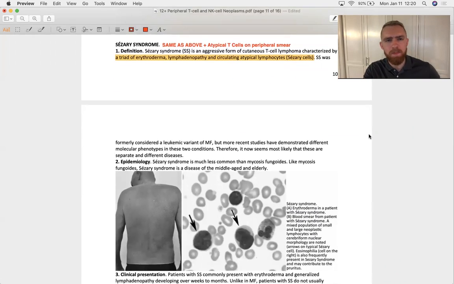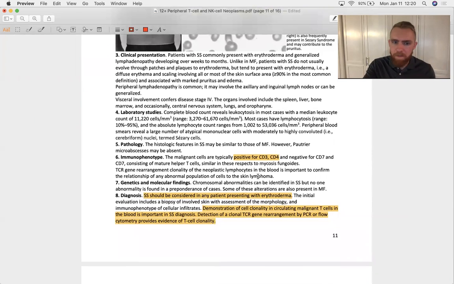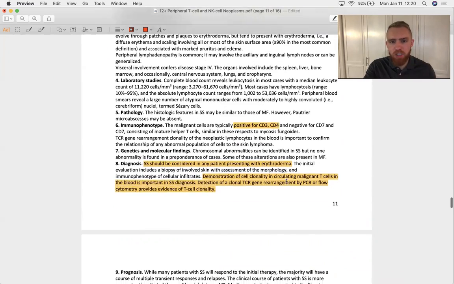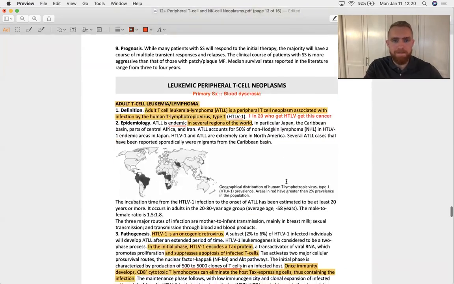Sezary syndrome, I'm telling you, it's the same exact thing. Same cell markers, same skin findings, same rash. You just have cancer cells in the bloodstream.